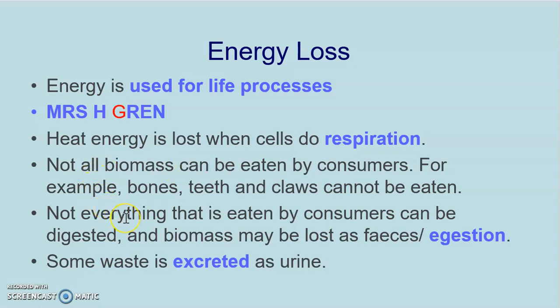So not everything we eat can be used. We know that when we eat fiber, we cannot break down fiber, so fiber is lost in the form of feces. It's egested material. Remember, this is different because this is waste that was created from undigested material, not waste created by our body cells. So we've got egested material which is being lost, which is not available to be passed along to the next stage of the food chain, and we've got excreted material, which we just spoke about.